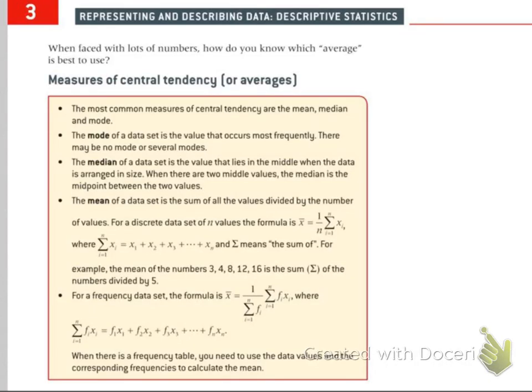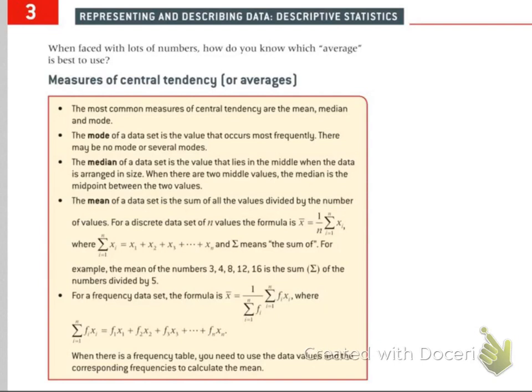Okay, IB year one. This is 3B. So today we're going to talk about the measures of central tendency. I think most of you guys know this stuff, so it's pretty easy statistical information. And the first up here is the mean, median, mode.